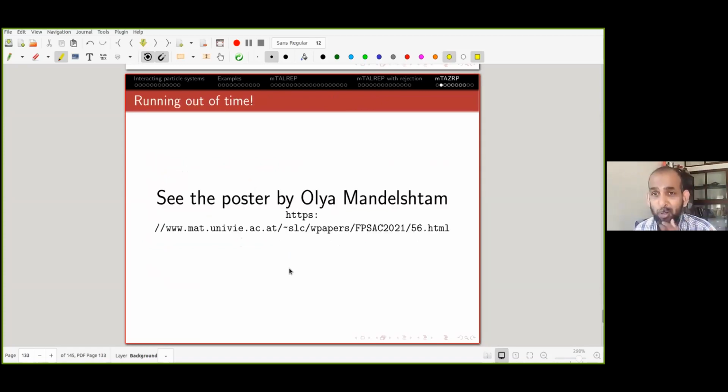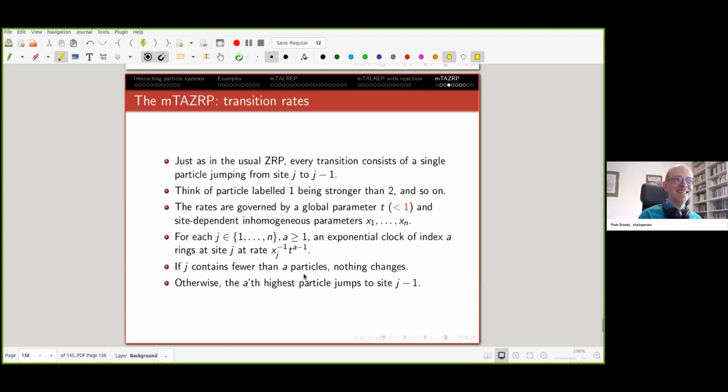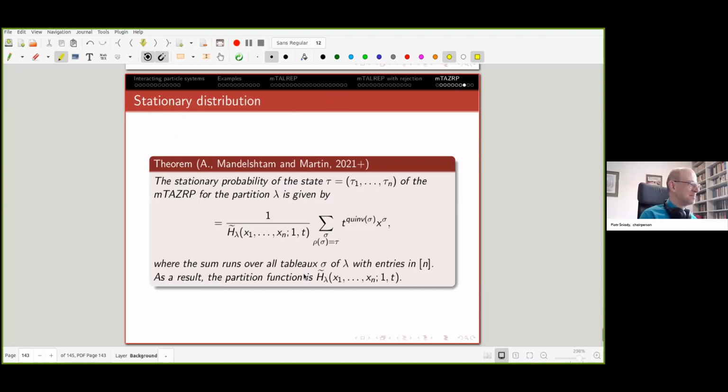I was also going to talk about the M-taser, but as I fully expected, I ran out of time. And so please see the poster by Olya Mandelshtam next week, which is joint work with James Martin and myself. And so I'm almost out of time, right, Piotr? Okay. That's right. So let me not talk about any of this.